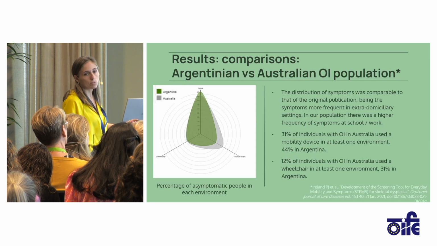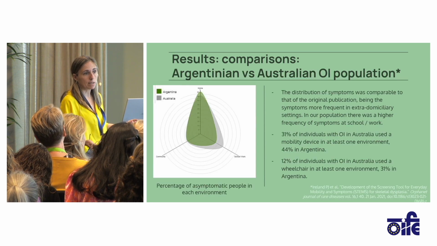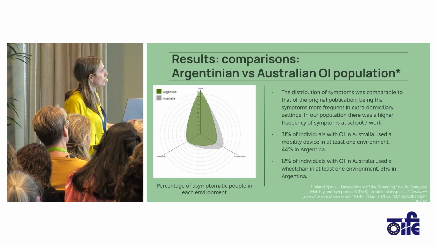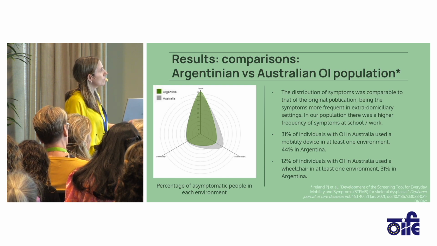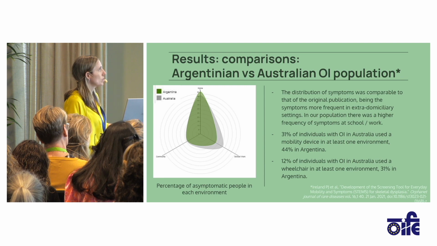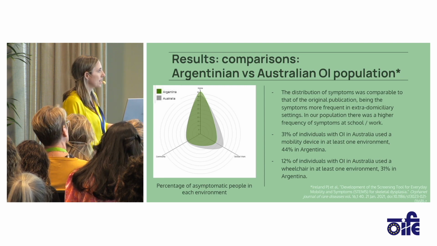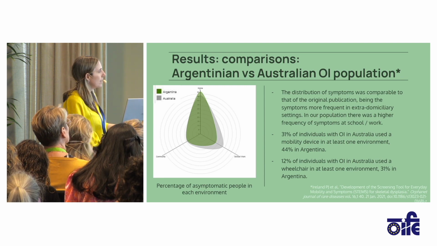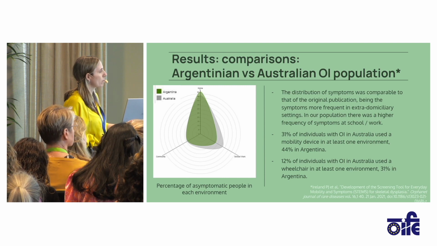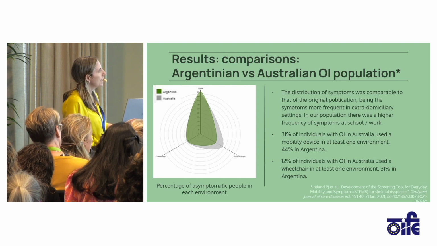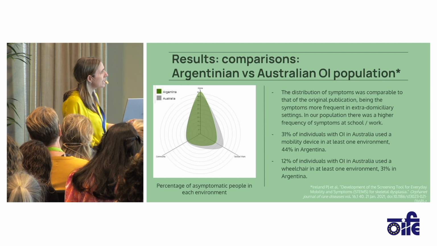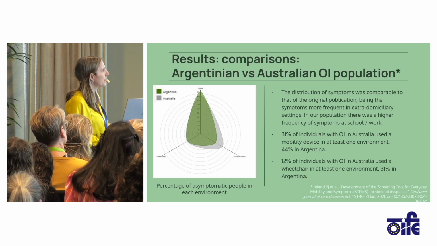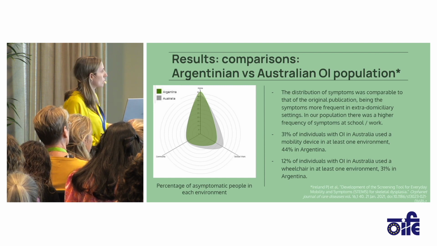And we also wanted to compare our results with the Australian results, with the original report, and we found that the distribution of symptoms was comparable to the original publication, which you can find cited there for everyone who is interested in reading it. But in our population, there was a higher frequency of symptoms at school and work.